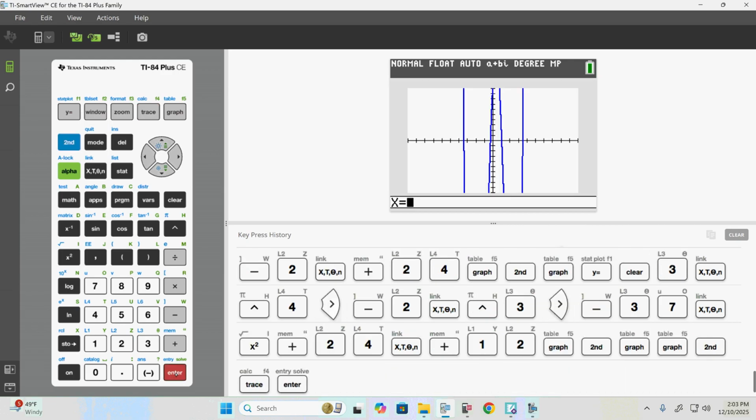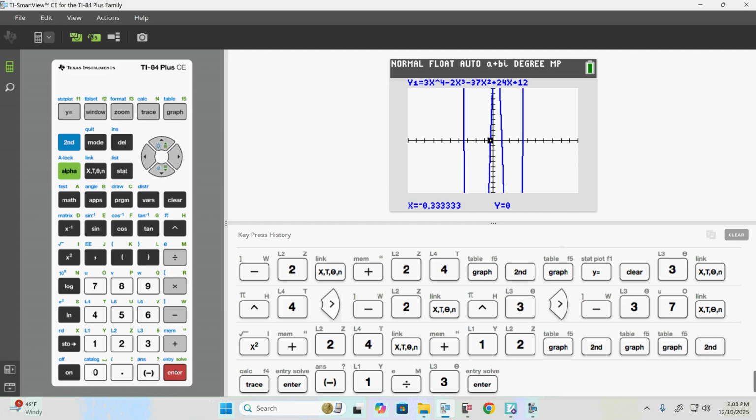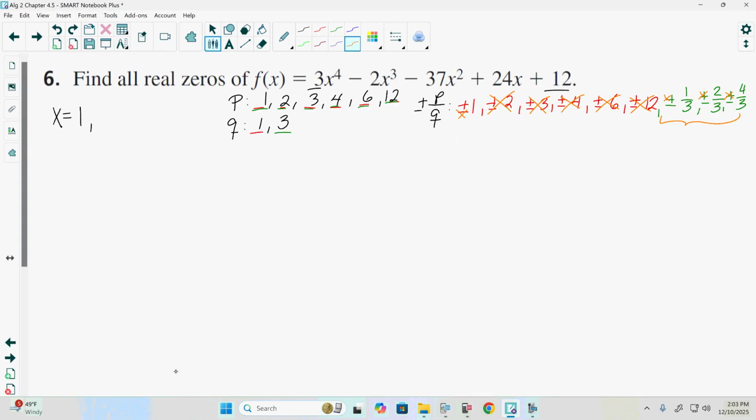Second trace value. Negative 1/3 is 0, yes? Do I even need to look at negative 2/3 or negative 4/3? No, because we know those other values are not going to hit the last two spots. They're just too small.